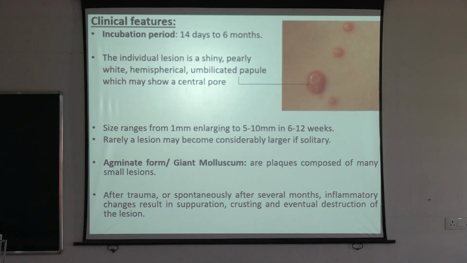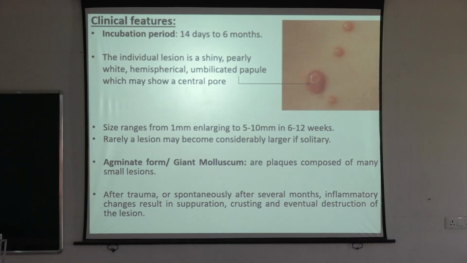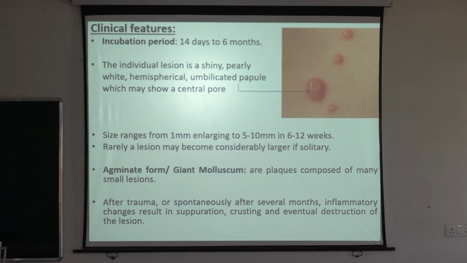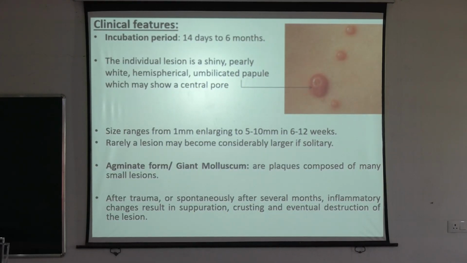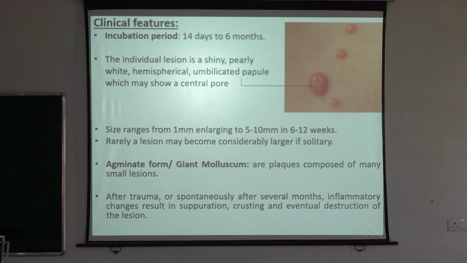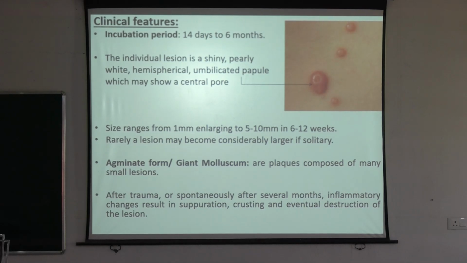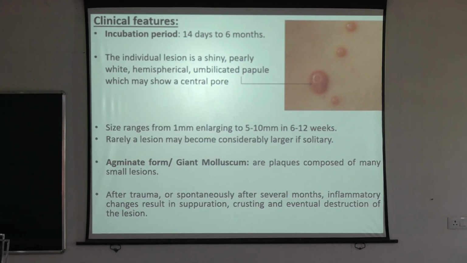So clinically you can see it in this way. In OPDs you can see this type of lesions. Incubation period is 14 days to 6 months. The individual lesion is a shiny, pearly white, hemispherical, umbilicated papule, which means it shows a central pore. That is the umbilication. You can see the center one, that is umbilication. It is dome shaped with a central depression.